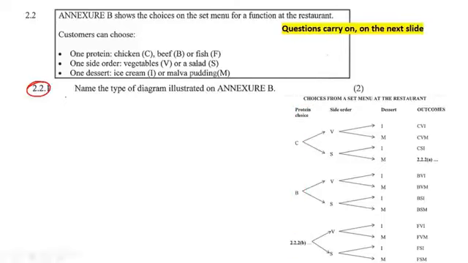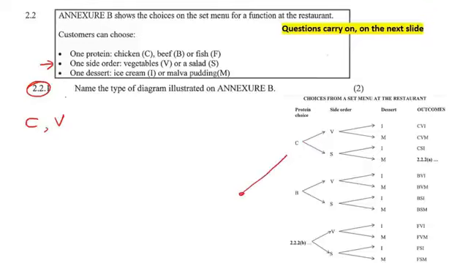Now it could be one side order. So your first choice is either chicken, beef, or fish. Then you move on to your next option, which is your side order, which could either be vegetables or a salad. And then you have a dessert. So, for example, you could choose chicken for your protein, vegetables for your side order. So that would go chicken, vegetables.